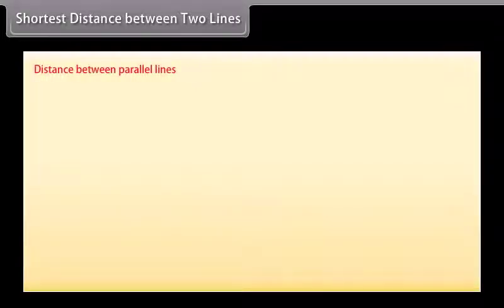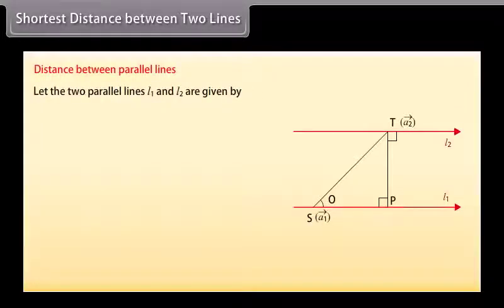Shortest distance between two lines. Distance between parallel lines. Let the two parallel lines L1 and L2 be given by vector R equals vector A1 plus lambda vector B, vector R equals vector A2 plus mu vector B.